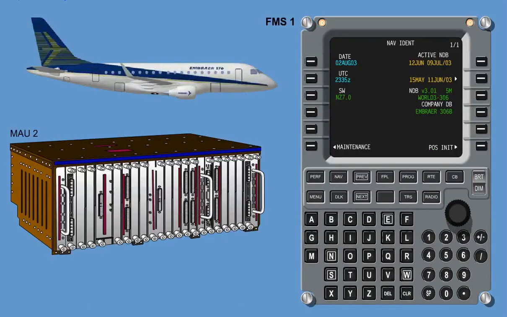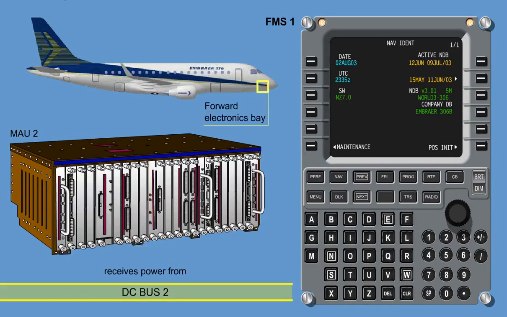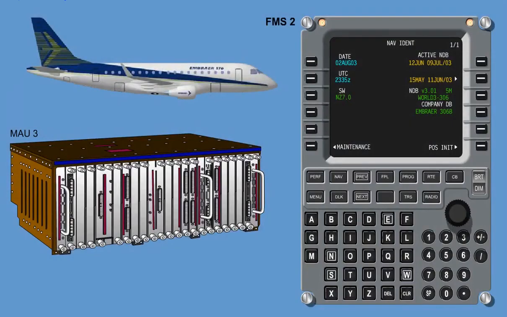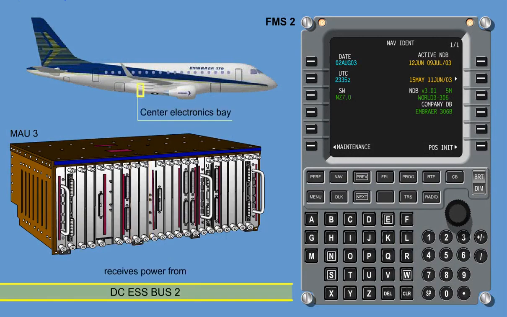The FMS1 function resides on the NIC processor module in MAU2, in the forward electronics bay, and receives power from DC bus 2. The FMS2, in a dual installation, resides on the NIC processor module in MAU3, in the center electronics bay, and receives power from DC essential bus 2.